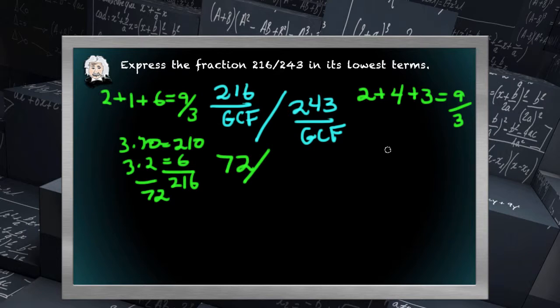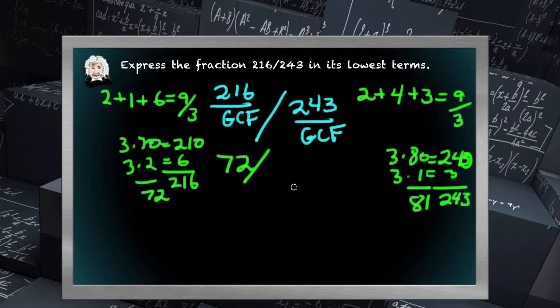Likewise, 3 times 80 equals 240, just shy of 243. And then 3 times 1, adding that, which equals 3, makes the total 240 plus 3, or 243. So we can reduce the denominator dividing by 3 to 81. Now we've reduced the fraction to 72 divided by 81.